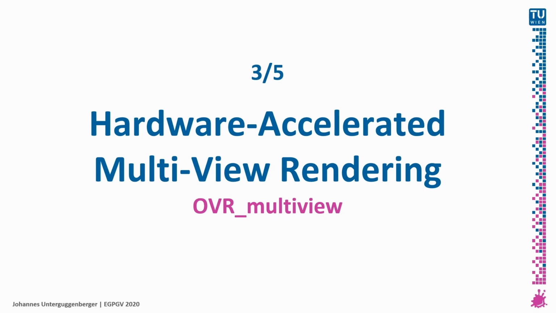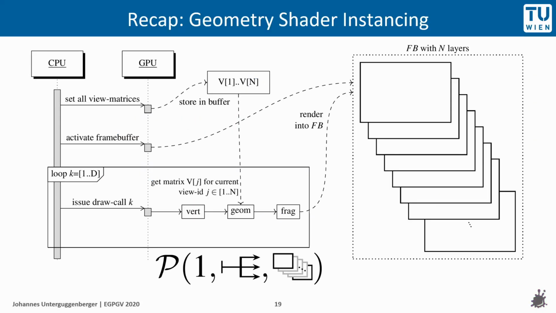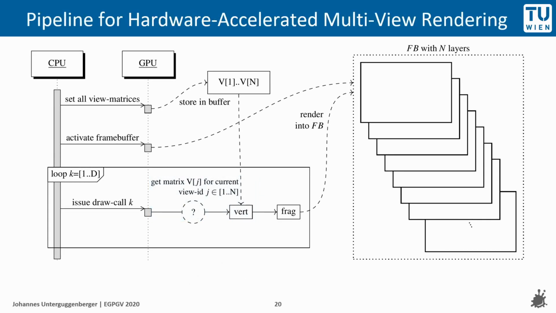Let's see what a pipeline diagram of hardware-accelerated multiview would look like, but first, let's remember what geometry shader instancing looked like. The key point here is where the geometry amplification happens: in the geometry shader. Now let's switch to hardware-accelerated multiview. The view matrices need to be consumed in the vertex shader instead of in a geometry shader, and geometry amplification happens somewhere before the vertex shader. This is indicated with the dashed circle containing a question mark.